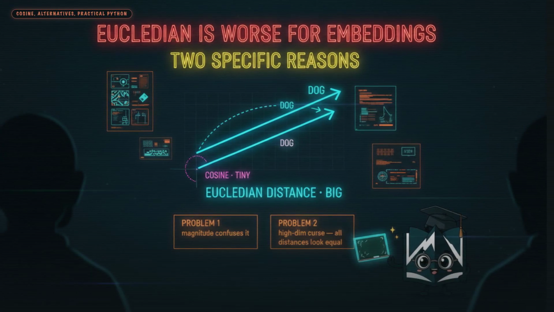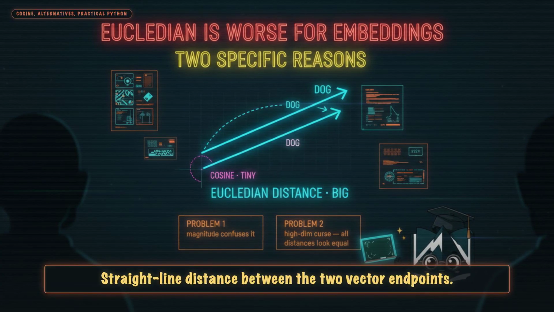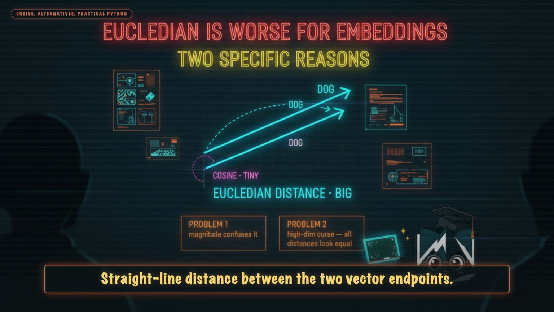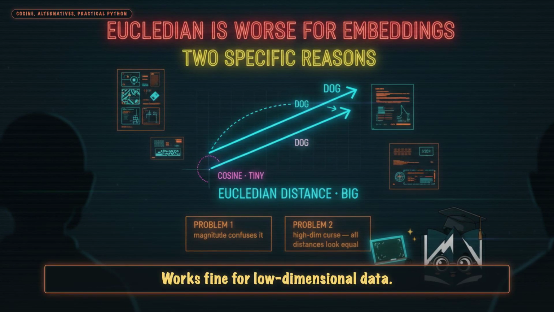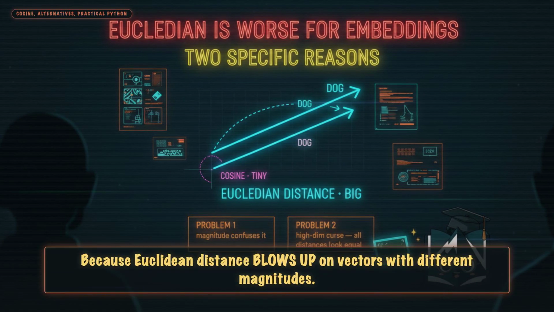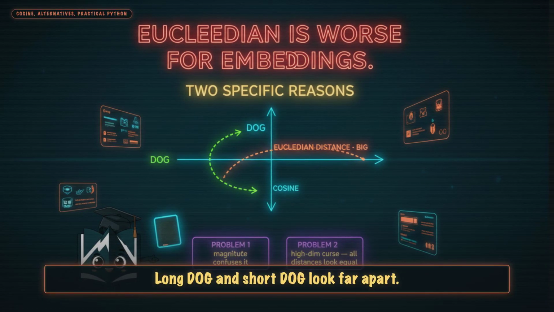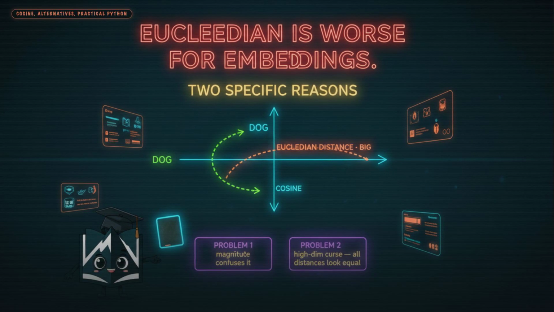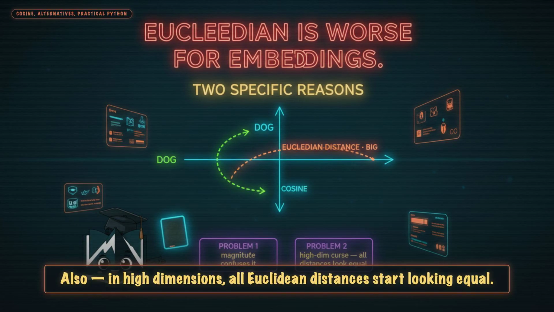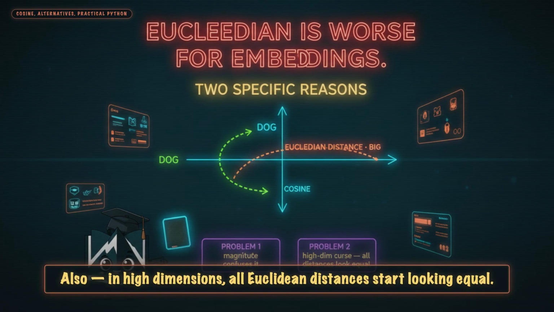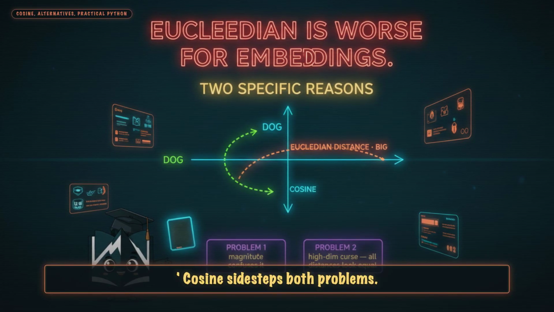Beat 2. Alternatives. First, Euclidean distance, straight line distance between the 2 vector endpoints. Feels intuitive, works fine for low-dimensional data, bad for embeddings, because Euclidean distance blows up on vectors with different magnitudes. Long dog and short dog look far apart, even though they should be close. Also, in high dimensions, all Euclidean distances start looking equal. The curse of dimensionality. Cosine sidesteps both problems.